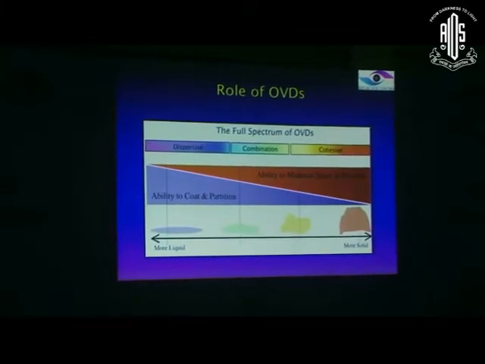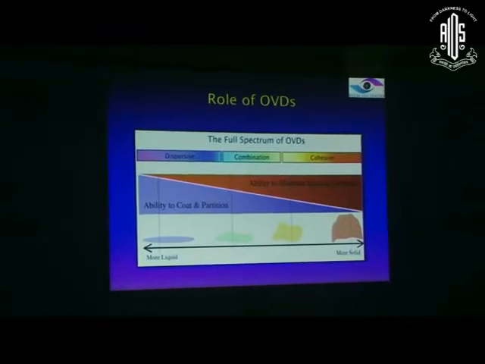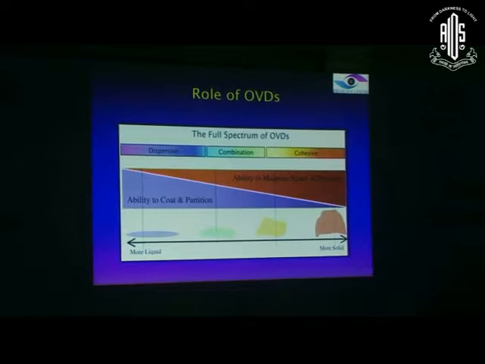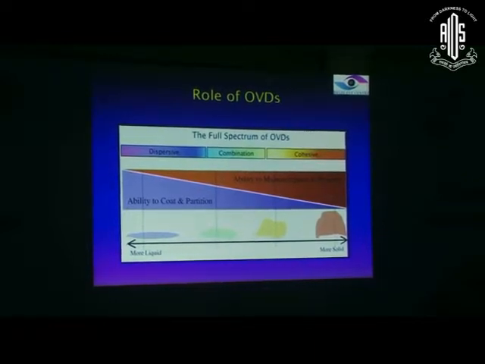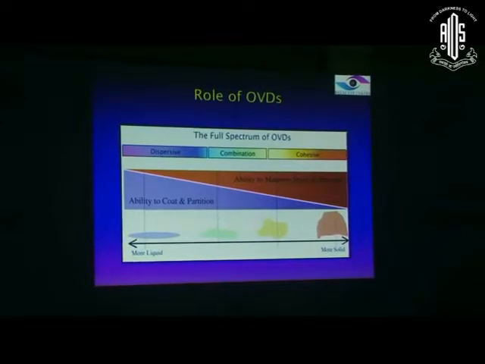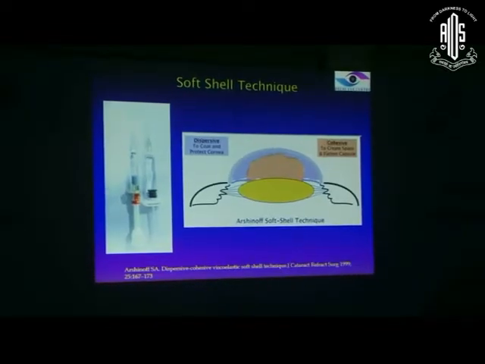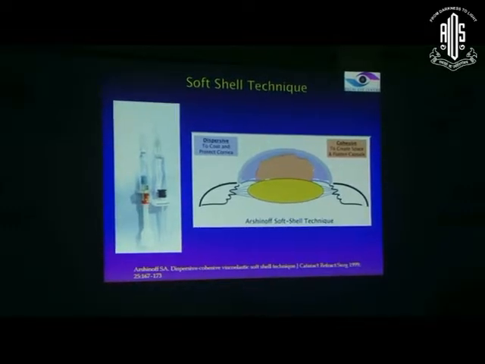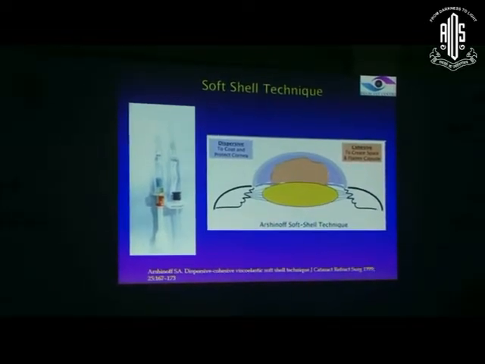Then, of course, the viscoelastics come in very handy in our surgery. We have the dispersive agents, which have chondroitin sulfate, which have a good ability to coat and protect the cornea during the surgery, and the cohesive ones, which can maintain the space and make the surgery safer. So Arshinoff initially in 1999 had described the soft shell technique, which basically illustrates how we can use both of these to our advantage.